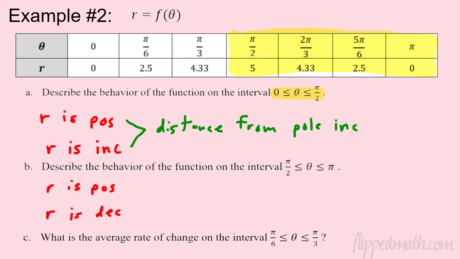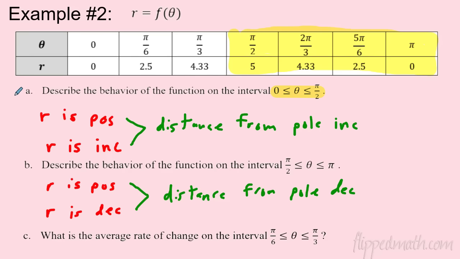When that happens, I have positive values that are going downhill. That means my distance is what? The distance from the pole is what? Decreasing. The distance from the pole is decreasing. Awesome. So you can use that little table. You can kind of think about what's going on. It's getting smaller and smaller and smaller.